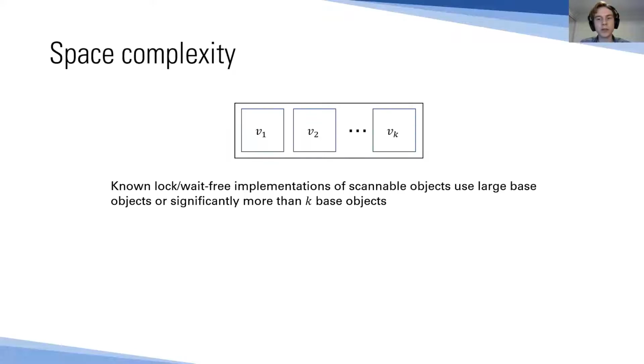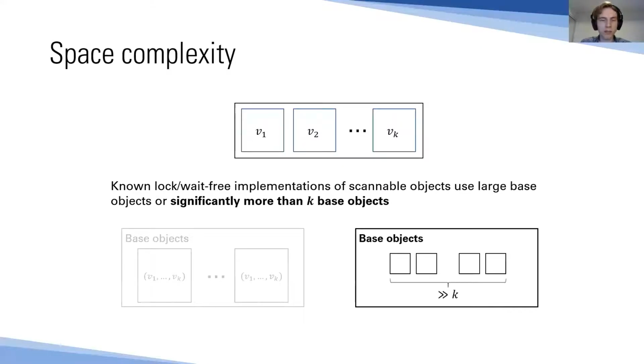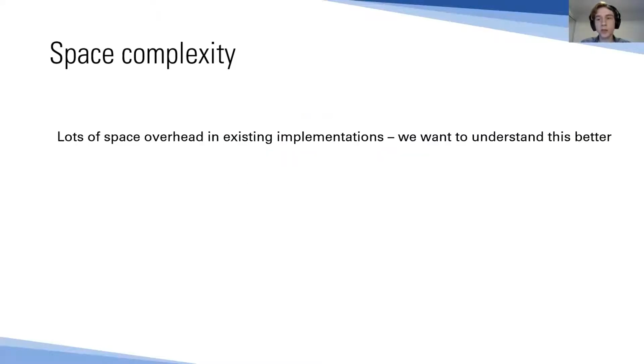A known issue with existing implementations of scannable objects, and in particular with existing implementations of snapshot objects, is that they use a lot of space. So for instance, many implementations of a k-component scannable object use base objects that are large enough to store entire views of the object, which becomes impractical if k is very large. Other implementations require significantly more than k base objects. The point is, there's lots of space overhead in existing implementations, and we want to understand the space overhead better.